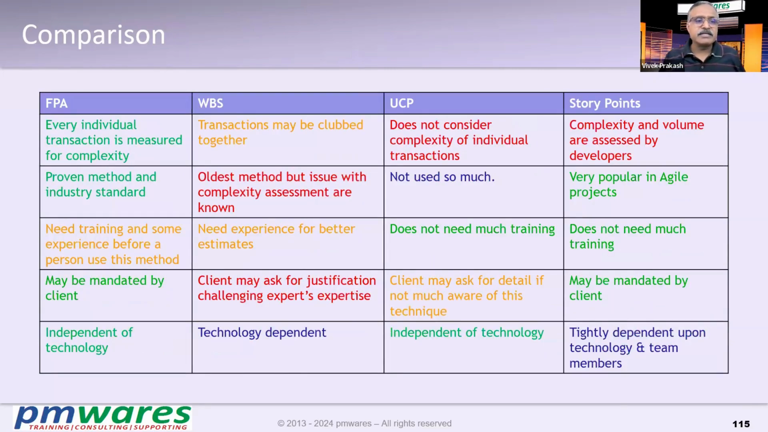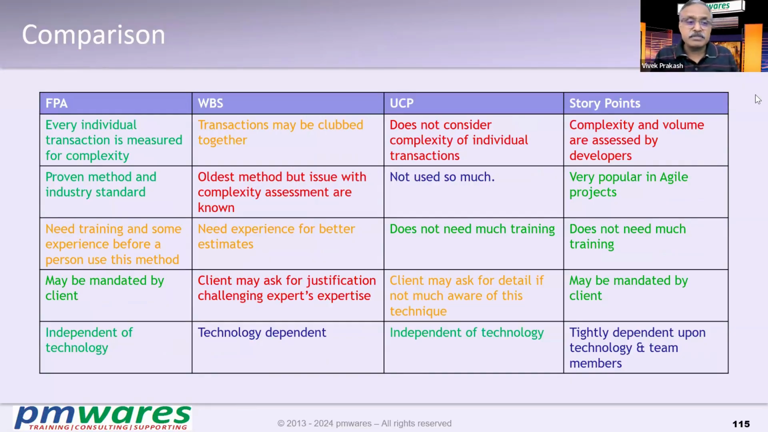In FPA, every individual transaction is measured for complexity. Now, in WBS, the transactions may be clubbed together depending upon complexity, volume, etc. Everything gets submerged, and at the end of the day it is the developers' overall understanding of the story.